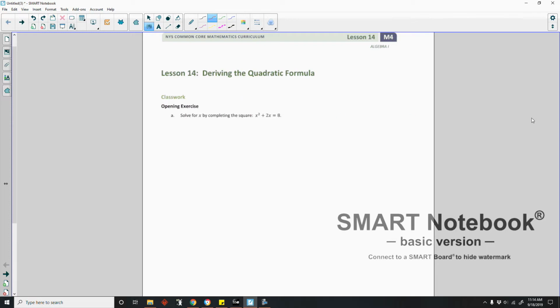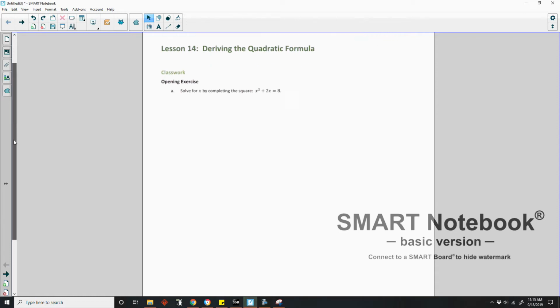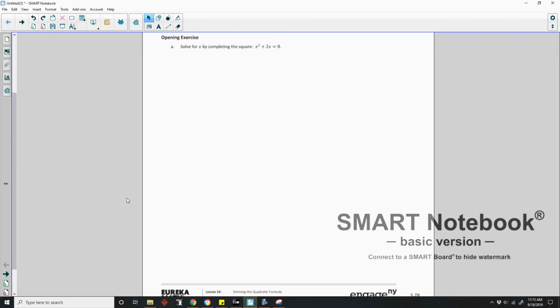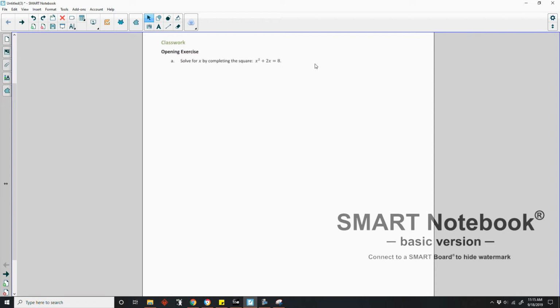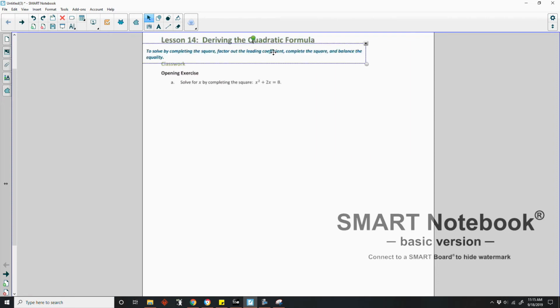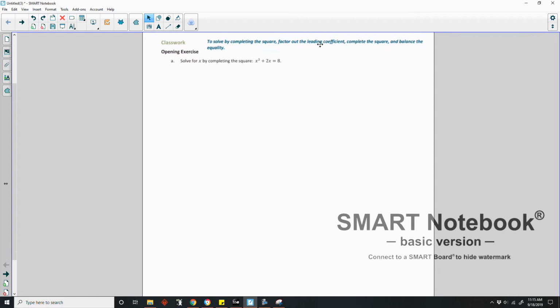So let's move on, and it says to derive the quadratic formula. The opening exercise says, solve for x by completing the square: x squared plus 2x equals 8. Well, we have a rule, and that rule is to solve by completing the square, factor out the leading coefficient. So the first thing I want to look at is the leading coefficient, and as you can see, it is a 1, so I don't need to factor it out.